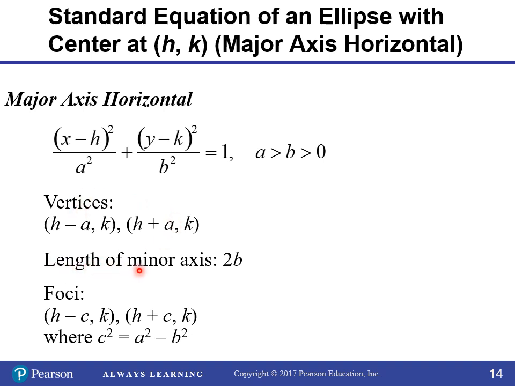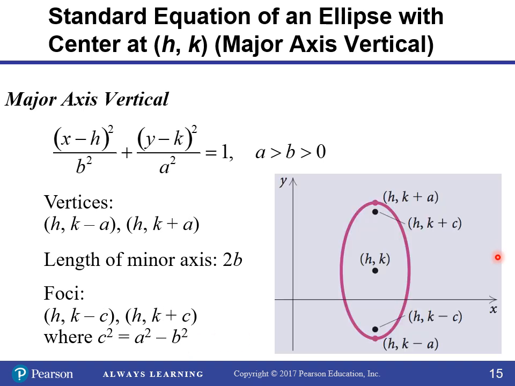The length of our minor axis is going to equal 2b. So whatever b is, we would double it. For the foci, we're going to have h minus c for the x value, k stays the same, and h plus c for the x value, with k as our y value. We can still use this equation to find b if we're not given it. So if we do that, here's what it looks like so far.